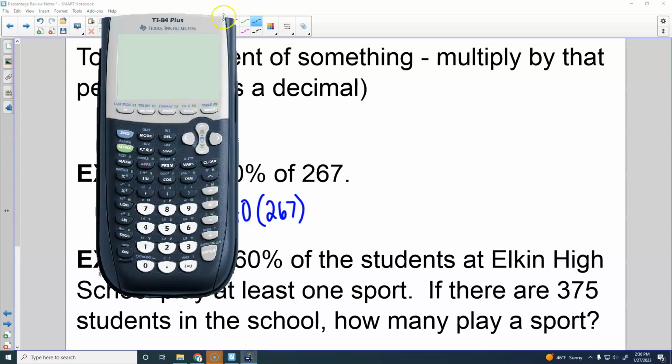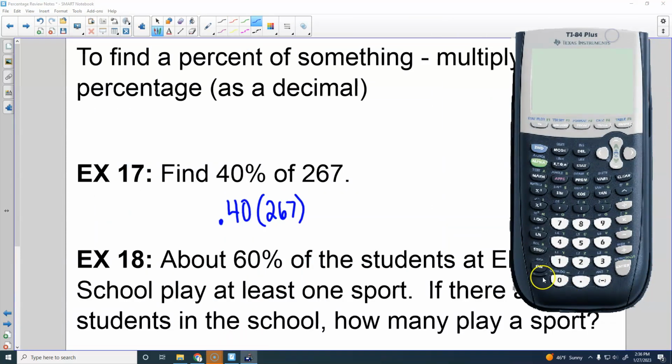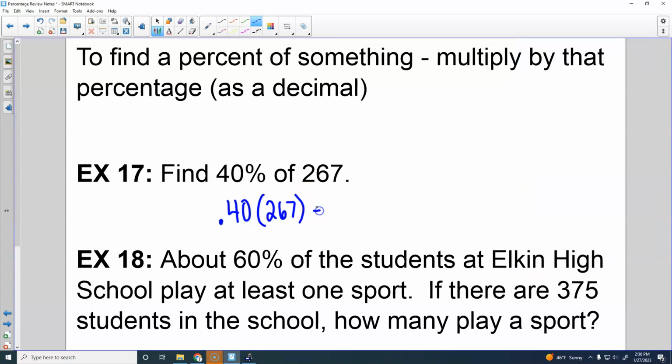And everything we do for the rest of this unit is going to be calculator active, because exponentials are going to need a lot of calculators. So 0.4 times 267, 106.8. Yes.